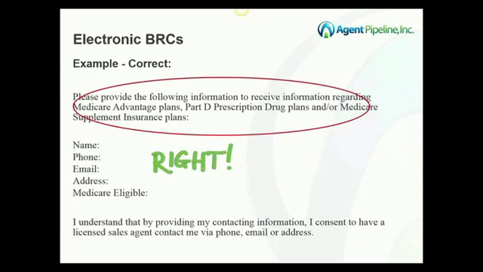Some websites also have a little drop-down where you actually select the types of products that you want to be contacted on. That's fine as well. If you don't have that, though, you do need a disclaimer that says something similar to this. As you can see, the name, phone, email, address, all very similar to the first slide, but there's no asterisk, not requiring somebody to give that information.